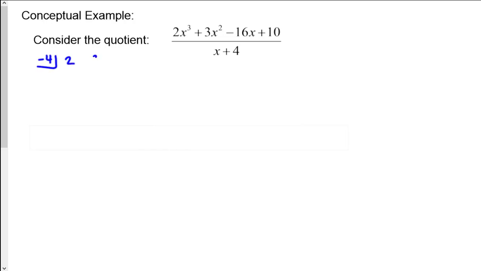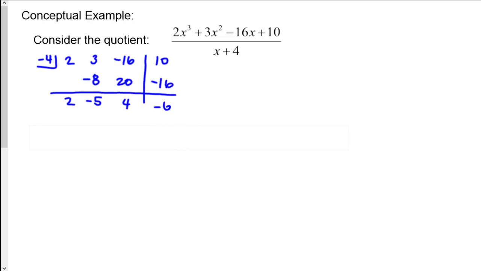So 2, 3, negative 16, 10. So bring the 2 down. 2 times negative 4 is negative 8. This is going to be negative 5. That's 20. That's 4. Negative 16 and negative 6. So what that means is this results in 2x squared minus 5x plus 4 minus 6 over the quantity x plus 4.